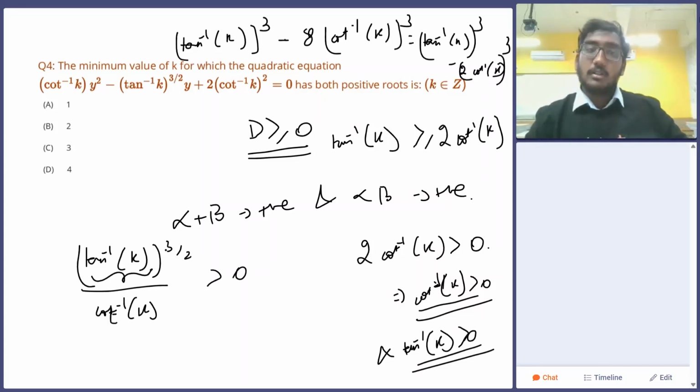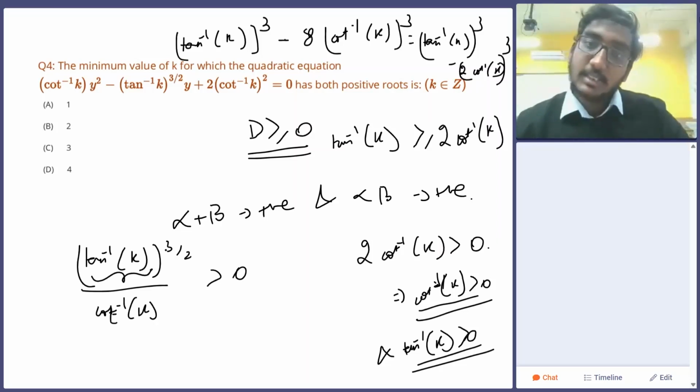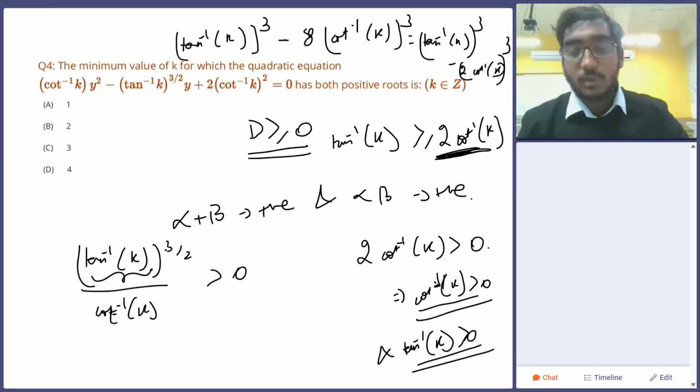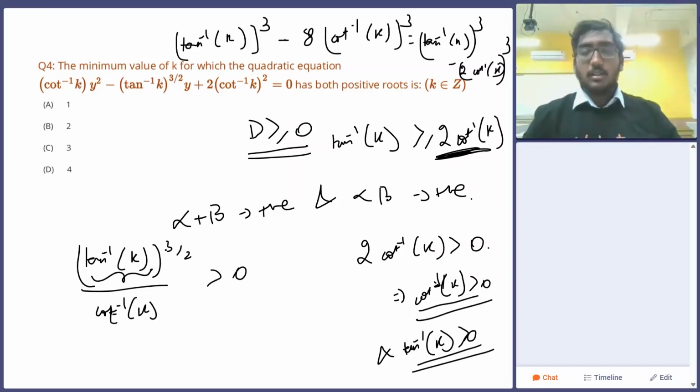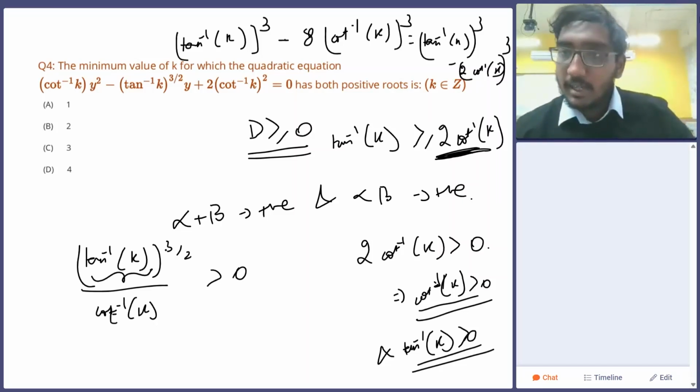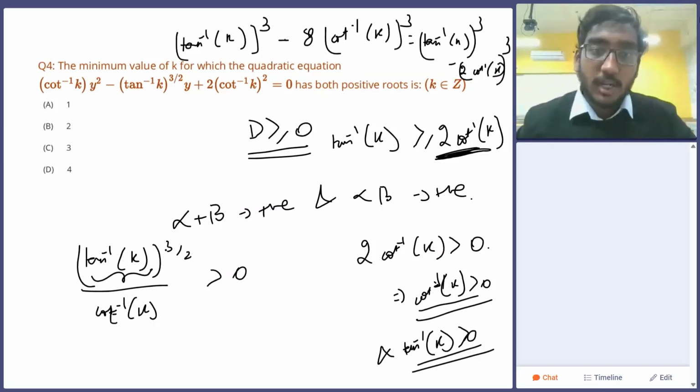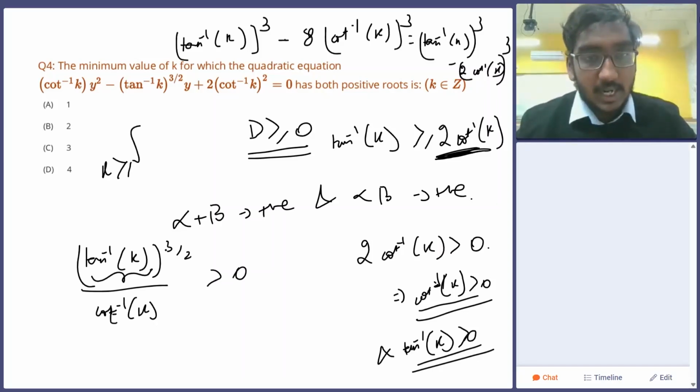That means you just put it as pi by 2 minus tan inverse k, right? It will be pi minus 2 tan inverse k, the value on the right hand side. So finally, if you solve, you will get the value of tan inverse k to be greater than or equal to pi by 3. That means k can be root 3 or more than that. So k is greater than or equal to root 3.